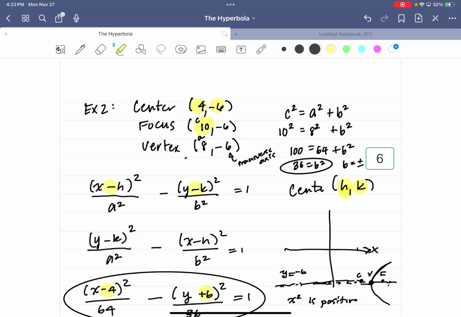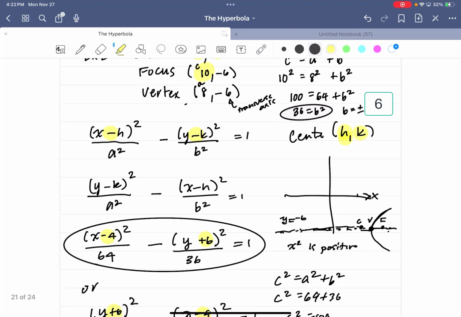So you just have to fill in the parts that you know, and that will help you to find the equation. So our final answer on this one is (x - 4)² over 64 minus (y + 6)² over 36 equals 1.